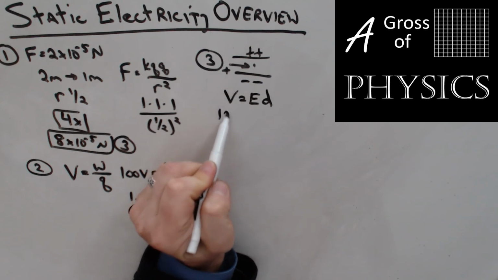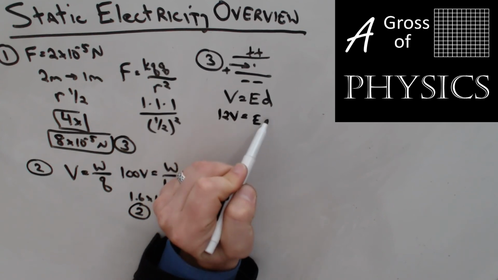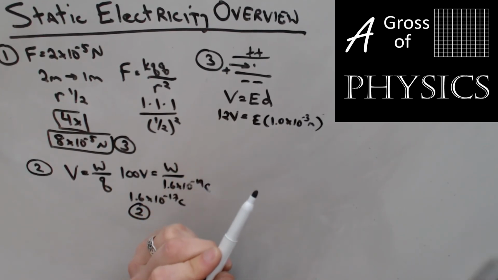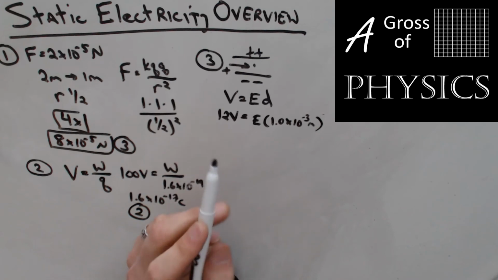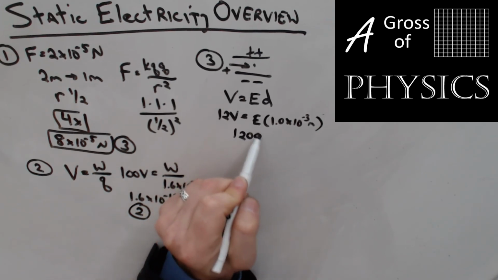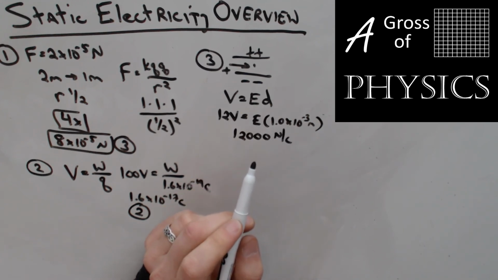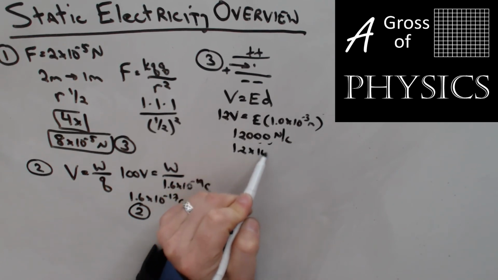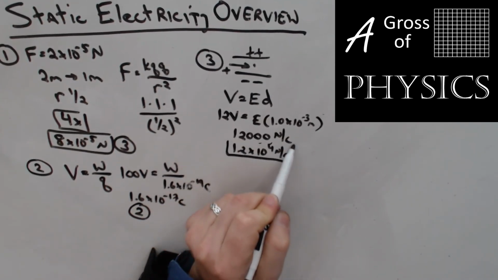So 12 volts is V. We have a distance of 1.0 times 10 to the negative 3 meters. So we do 12 divided by 1e negative 3, and we get 12,000. And it's an electric field, so it's newtons per coulomb. So 12,000 is 1, 2, 3, 4. So 1.2 times 10 to the 4 newtons per coulomb. They're listing all the answers in scientific notation. So we have this as our choice.